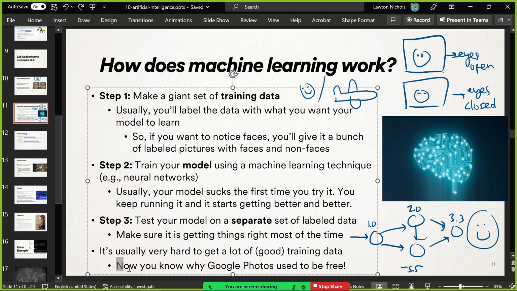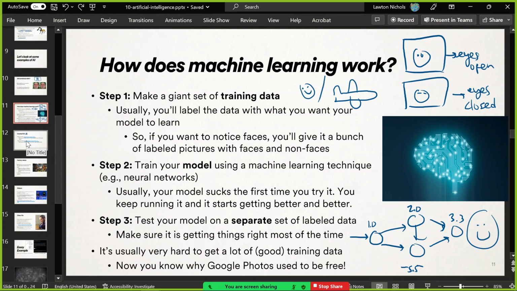This is why, if you ever use Google Photos, you have a Google Photos account, Google Photos used to be free. Because you were labeling your photos for your own purposes, and they were using that to train their machine learning models. And now they've got enough training data, so now you have to pay for it. So yeah, that's machine learning in a nutshell.